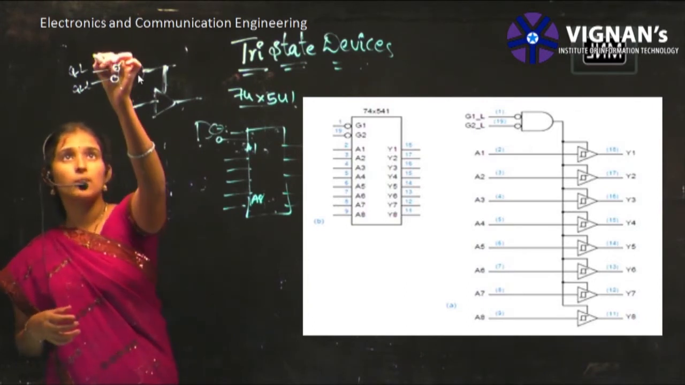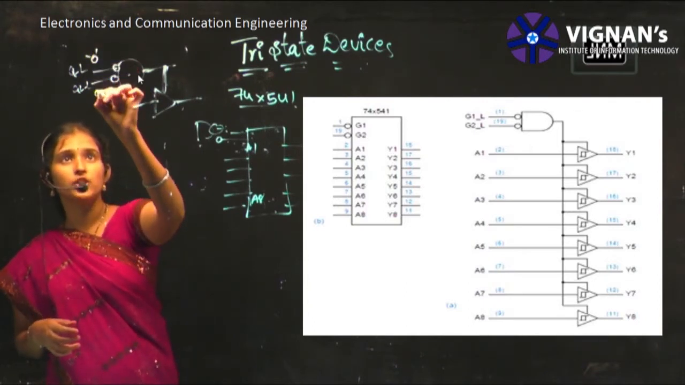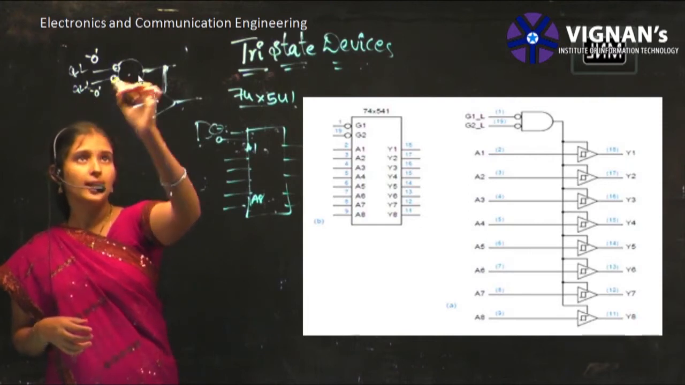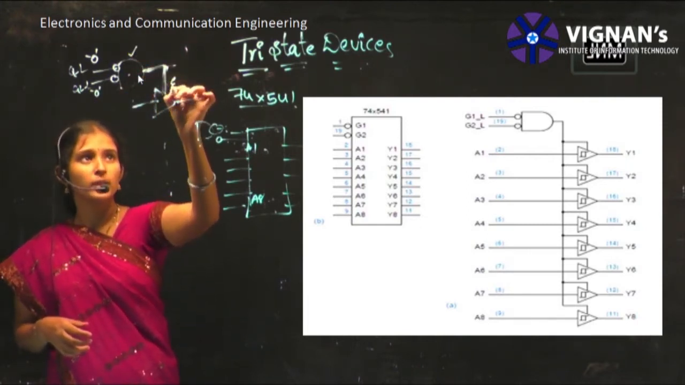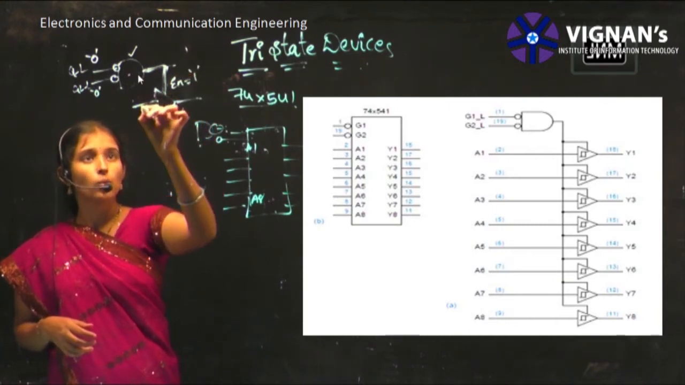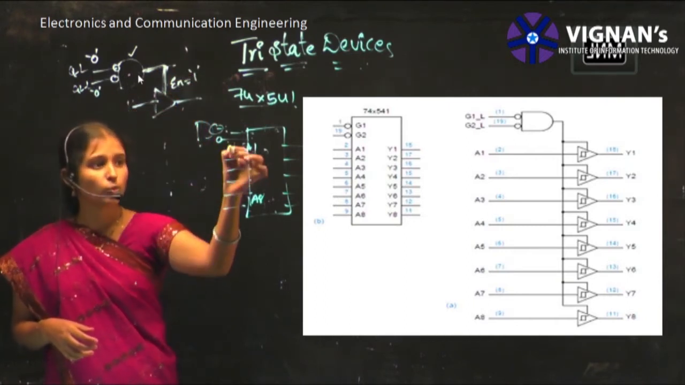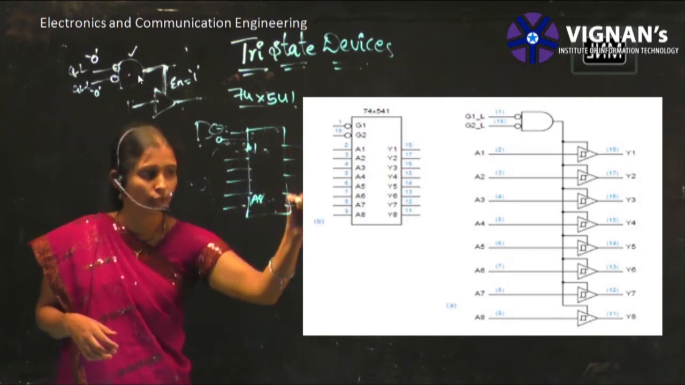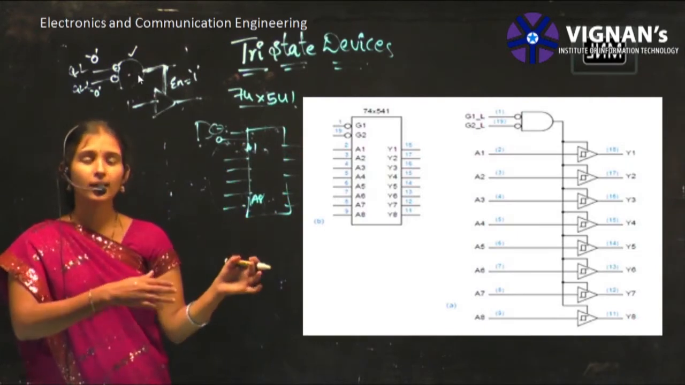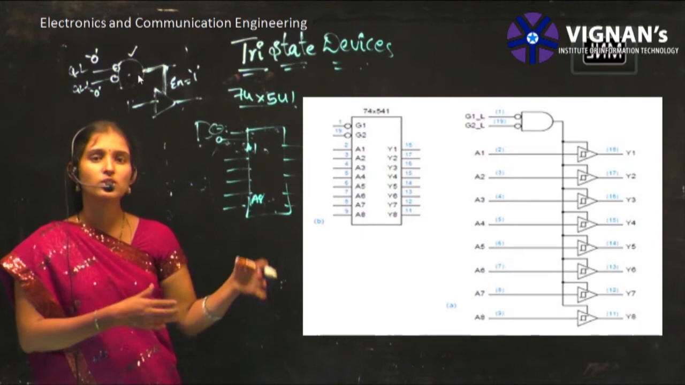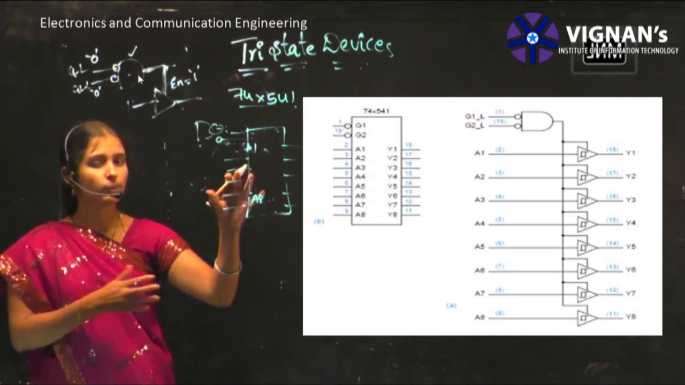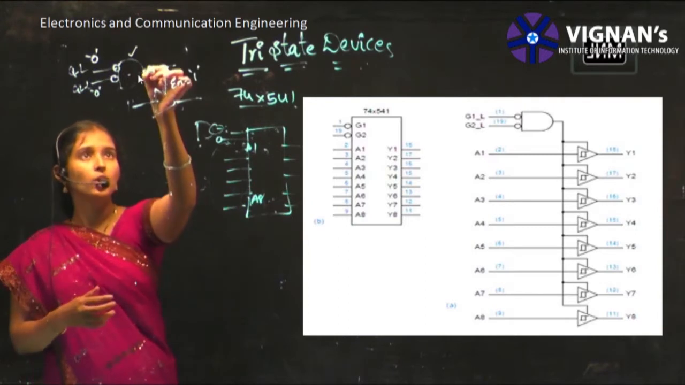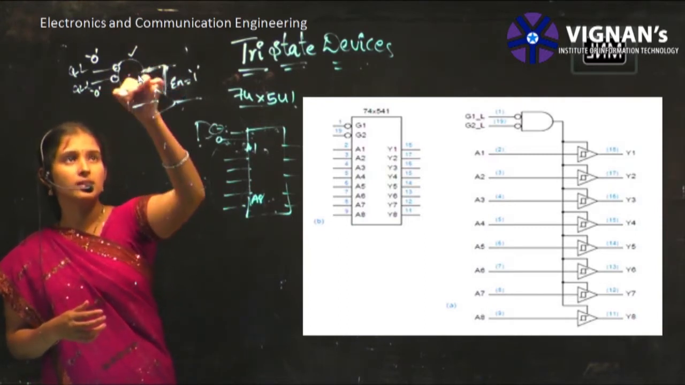See here, if G1 bar and G2 bar are 0 0, this AND gate will be on, so you will get enable input equal to 1. So whatever your inputs are will be passed on to your outputs. That means you can see here all the 8 tri-state buffers will be active at a time, depending upon the enable input generated from this signal.